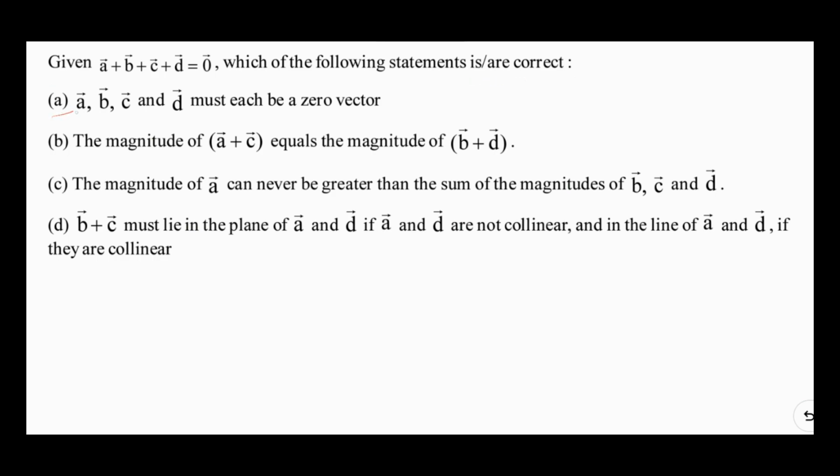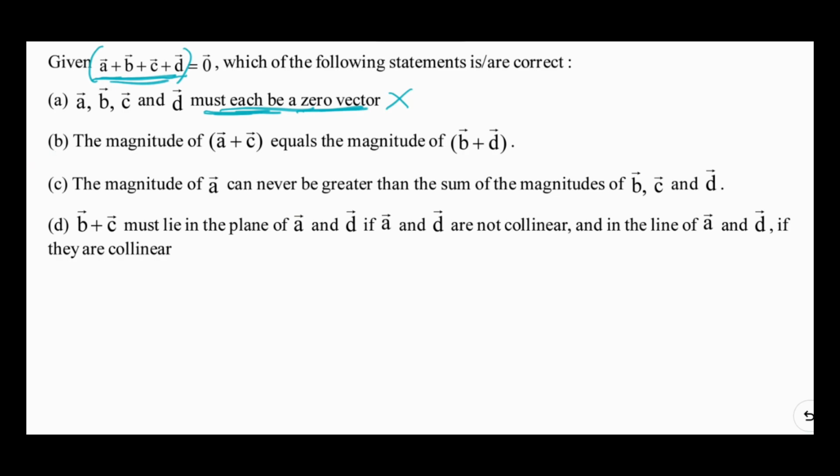So in the first option, it's given that a vector, b vector, c vector and d vector must each be a 0 vector. Of course, this is a wrong answer. Why? For the sum of 4 vectors to be 0, it's not necessary that each of the vectors must be 0. So this is definitely a wrong answer.